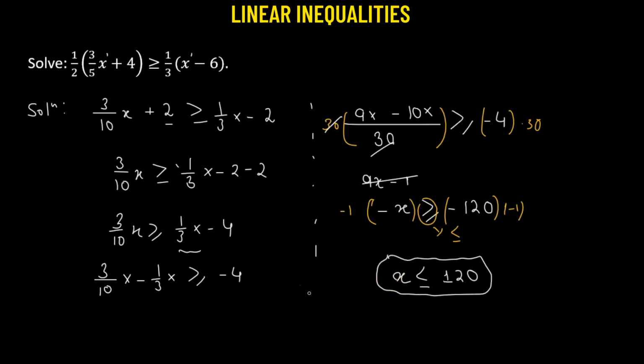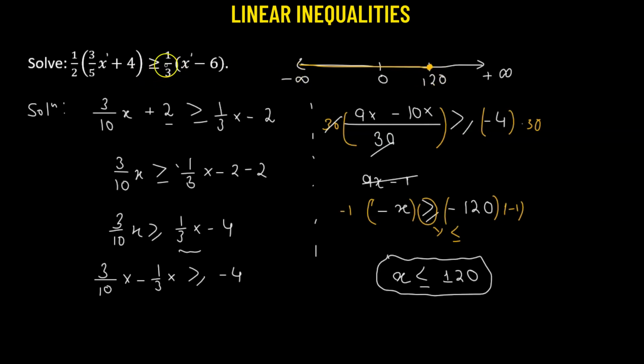If we want to represent the solution in a graphical way, we'll consider a number line. Here on the number line, we'll consider the points 0 and 120. On the extreme left, we have -infinity, and on the extreme right, we have positive infinity. Our solution begins from -infinity and goes all the way up to 120. That means all the values less than 120 are going to be the solution to this given linear inequality.